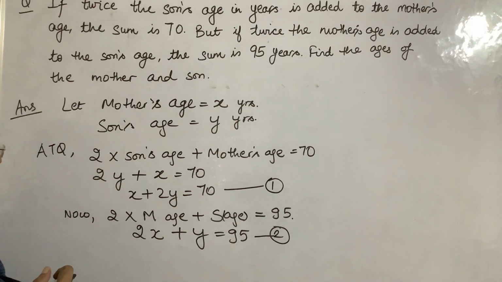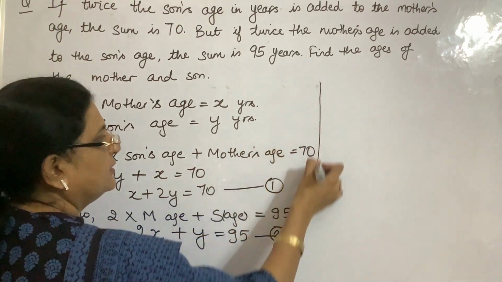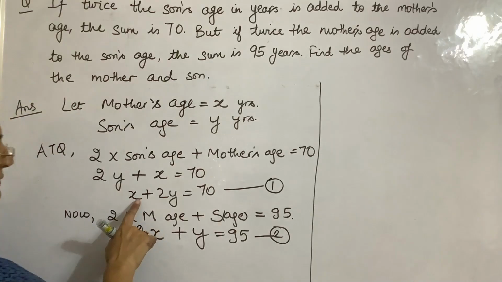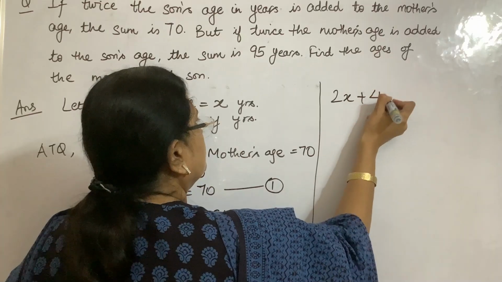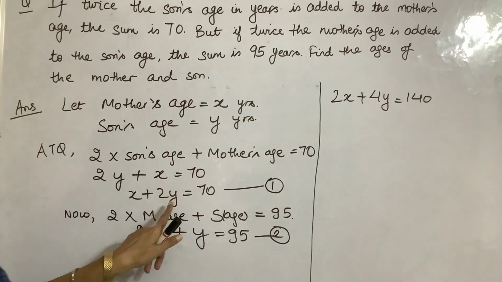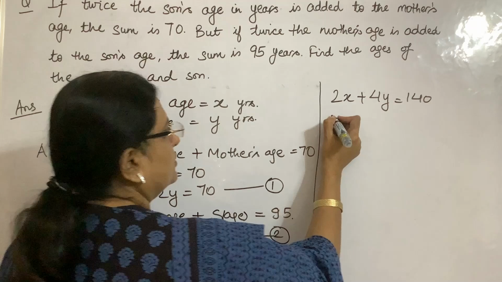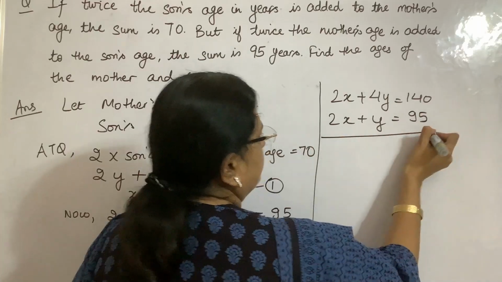How to solve them? Let us use the method of elimination. So write down, multiply equation 1 by 2. When you multiply equation 1 by 2, you get 2x plus 4y is equal to 140. X becomes 2x, 2y becomes 4y, and 70 into 2 you get 140. What about the second equation? Nothing to be done. Write down 2x plus y is equal to 95.